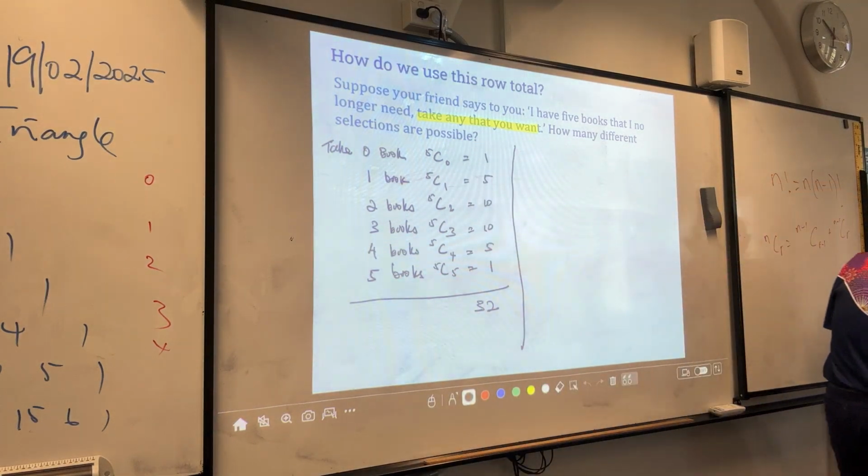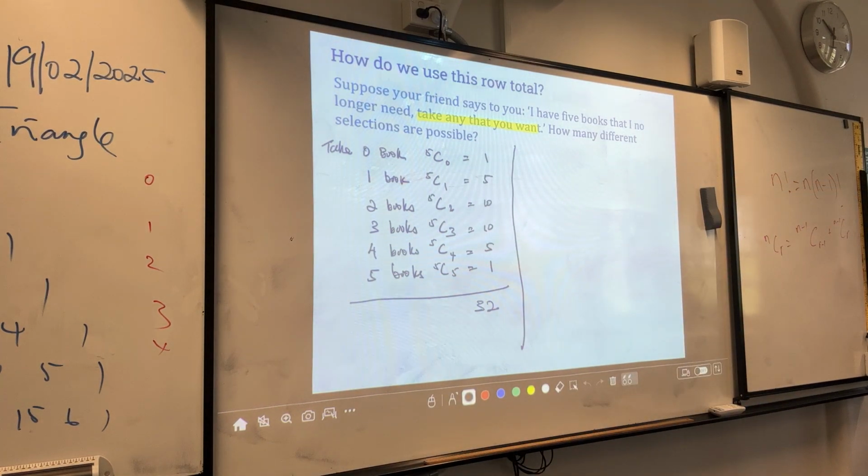Think about how you link that to using subsets. I'll summarize it for you in a few minutes. Now, let's think about the other way of doing it. This is one solution, the row total for row 5 of Pascal's triangle. The other way of doing it is, for each of the books, we have 2 options. Either I want it or I don't want it.